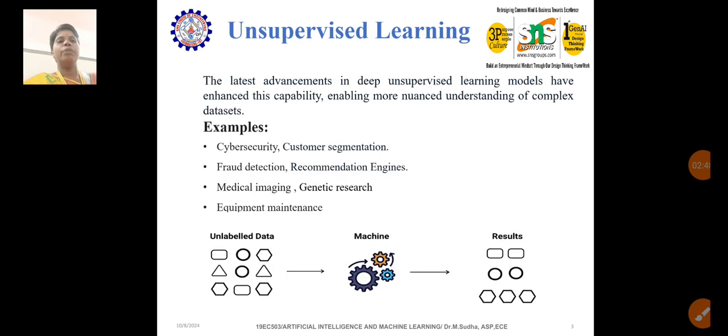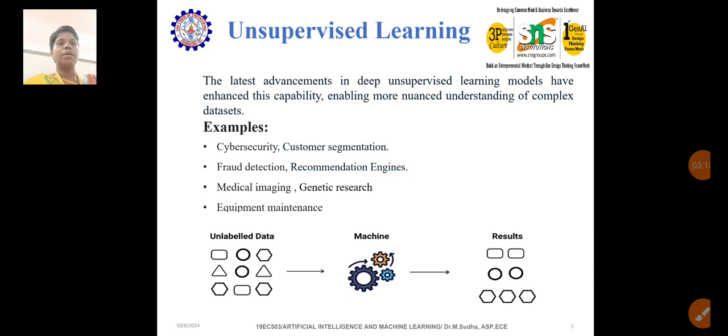Coming to unsupervised learning in detail, the latest advancements in unsupervised learning models have enhanced this capability, enabling more nuanced understanding of complex data sets. That means it will not have any prior knowledge, and it will analyze based upon the data, whatever type of input we are giving.